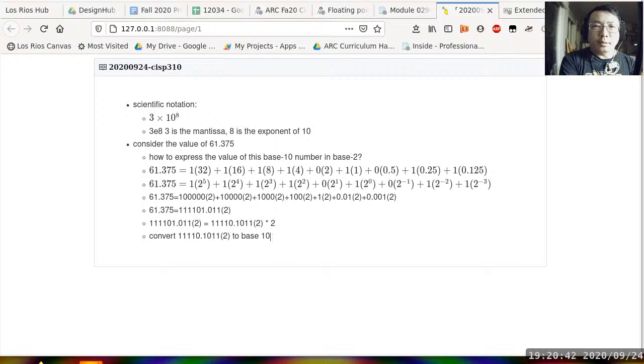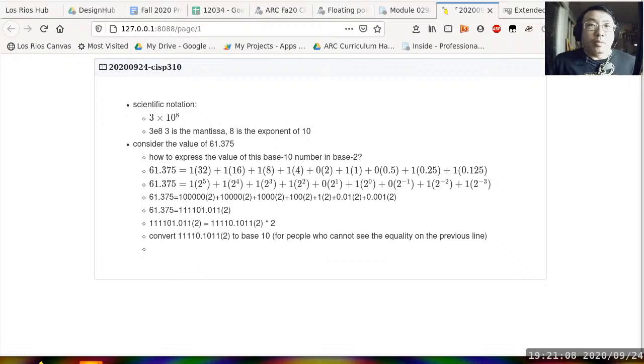This is this question, for people who cannot see the equality on the previous line. This is an activity for those people who need to do something by hand and look at a concrete example to understand. So what I'll do next is move that point to the left one more time. So I'm going to say 111101.011 in base 2.